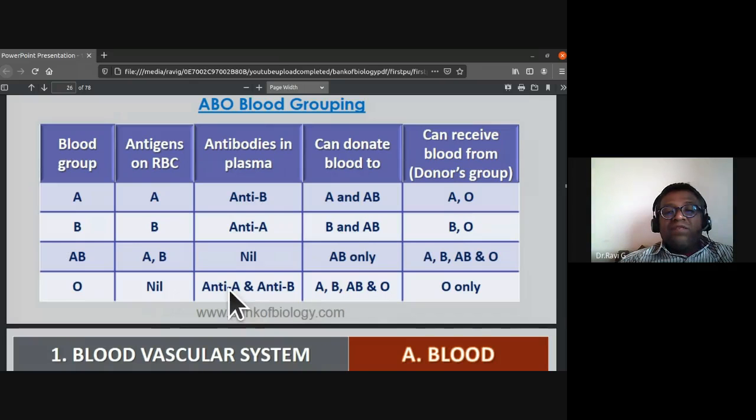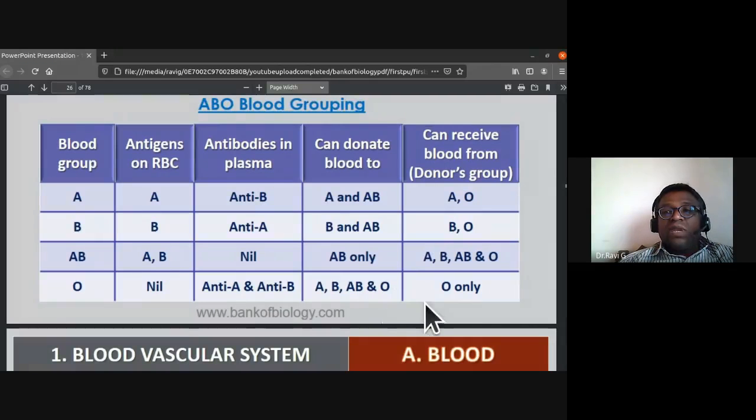You might ask me, sir, they have antibodies. Wouldn't they react with the antigen of A or antigen of B? One important point that you have to remember is, the donor's antibodies are not important. The recipient's antibodies are important. So even though they have antibodies, they do not act on these bloods, because of which, since they are antigenless, they can donate blood to all of them. So O is universal donor.